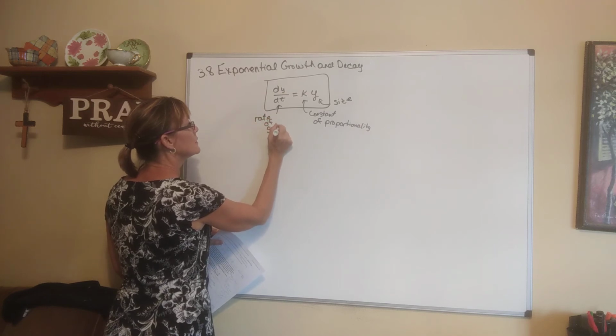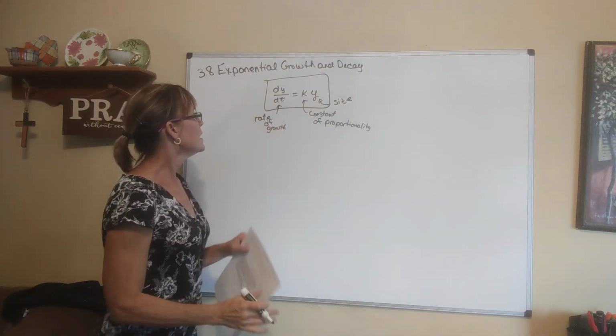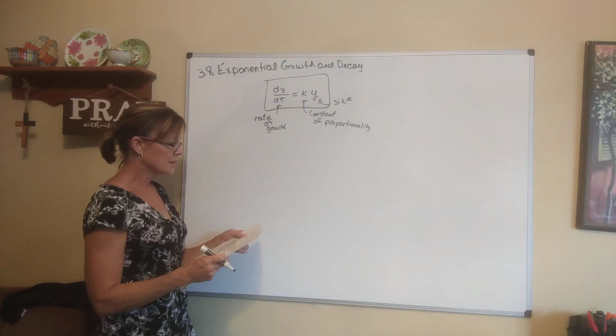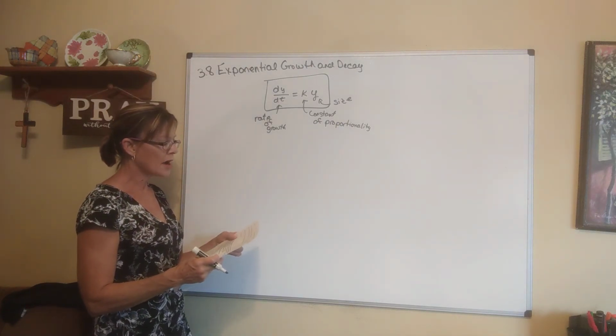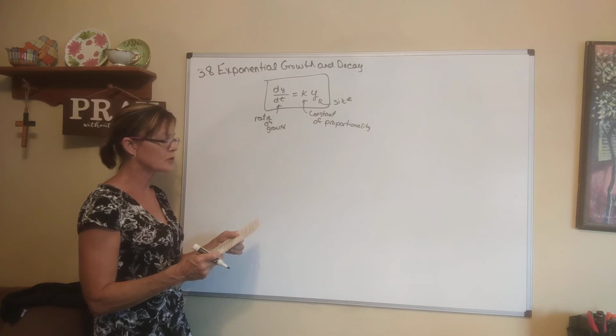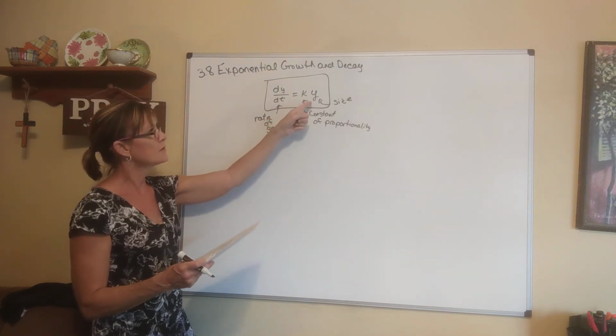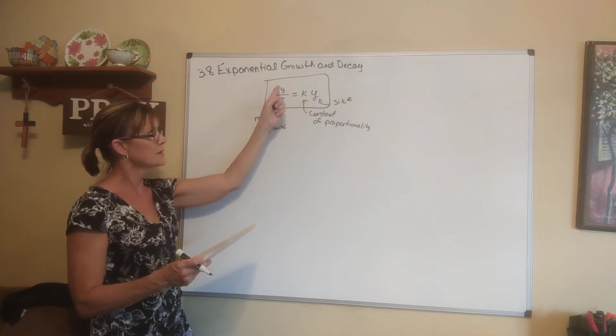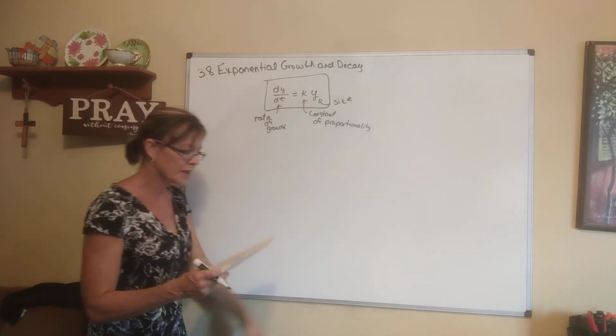So, for instance, let me just read the statement again. It says, suppose we have some function y and it grows at a rate proportional to its size. This says that y grows at a rate proportional to its size. That's what that statement means.